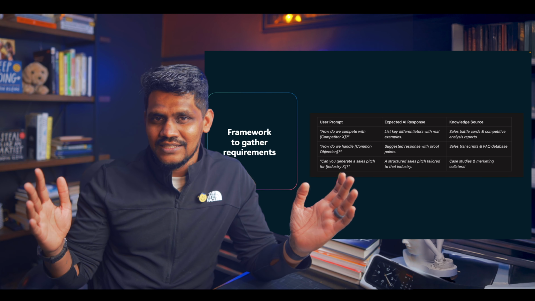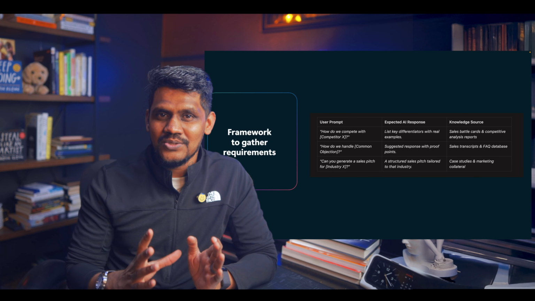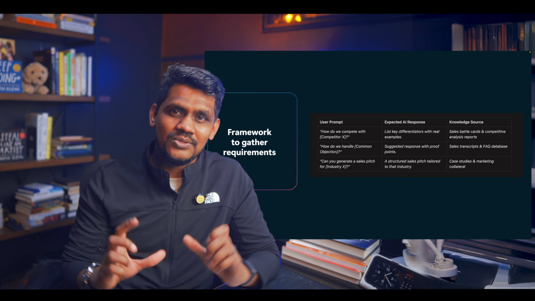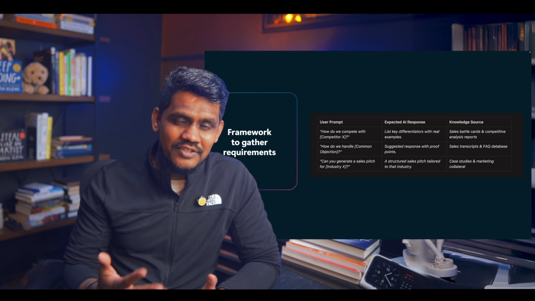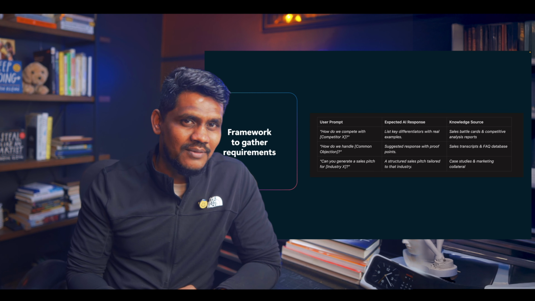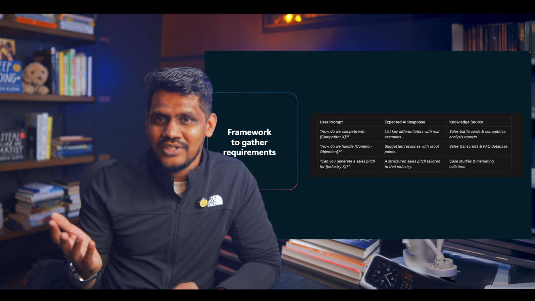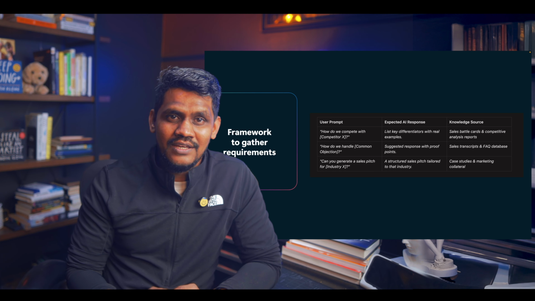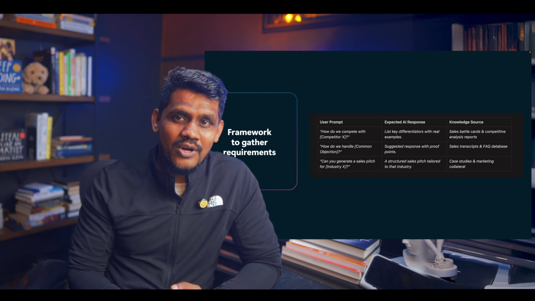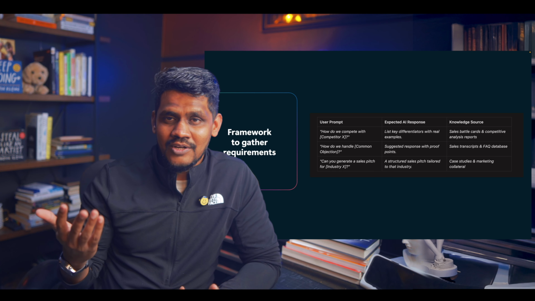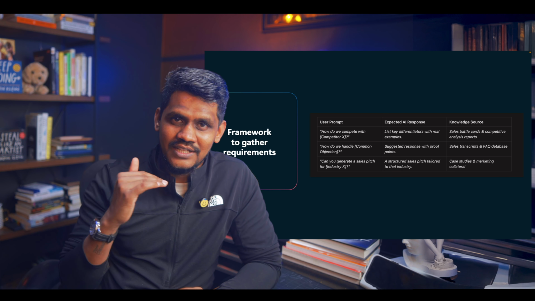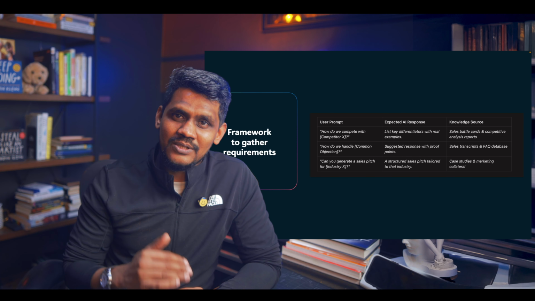So if you build a table like this and sit with your users, you can start by building just this table in the beginning to gather all the requirements. I've done this before. For example, I say something like, how do we compete with competitor X? That would be my user prompt. Then the answer could be, list the key differentiators with real examples for that competitor.